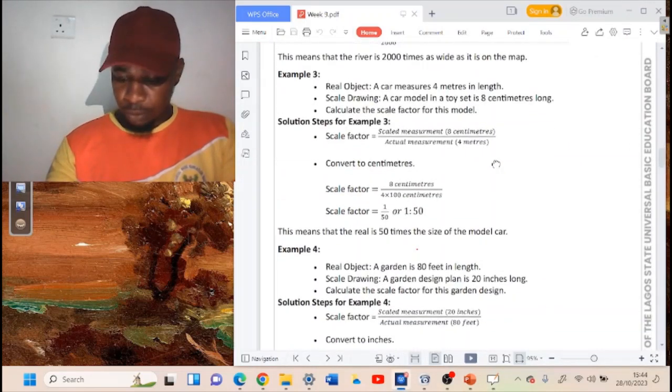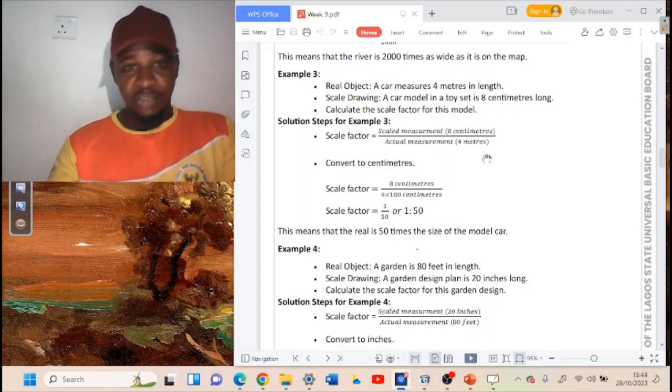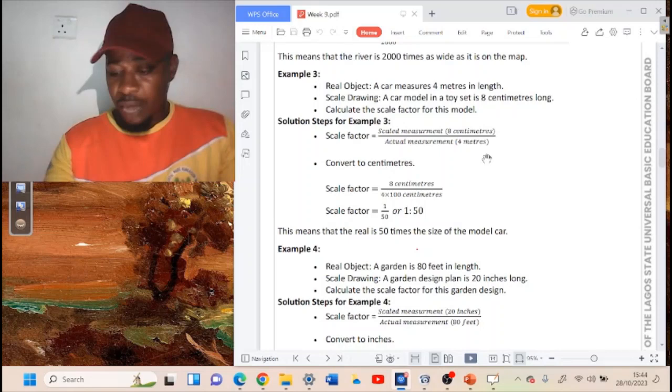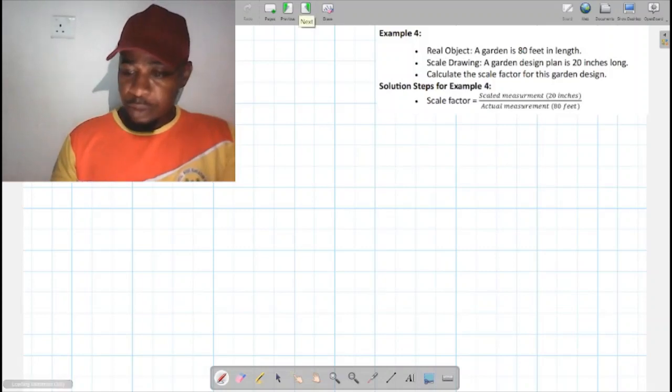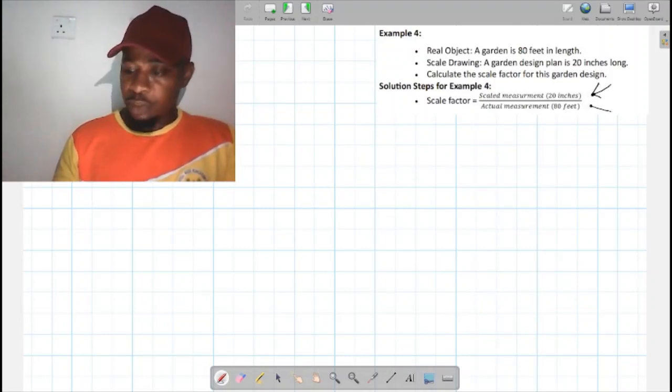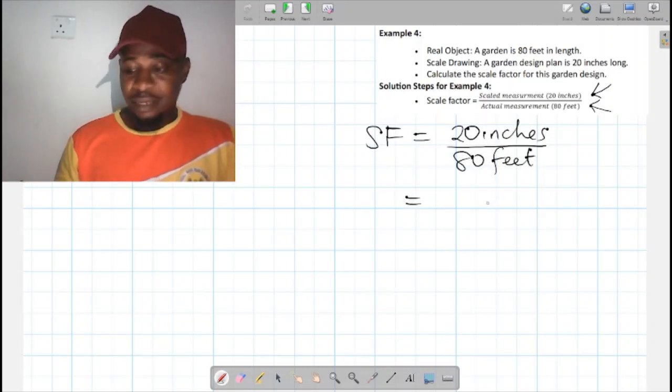On the final example, we're told that a garden is 80 feet in length, and on the scale drawing it is 20 inches long. This has nothing to do with centimeters and meters. This is feet, inches, and yards. So how do we do that? Let's walk through it together. So we have that the scaled measurement is 20 inches, and the actual measurement is 80 feet. So using the same formula, the same idea, 20 inches divided by 80 feet. Except now we have to change 80 feet to inches.